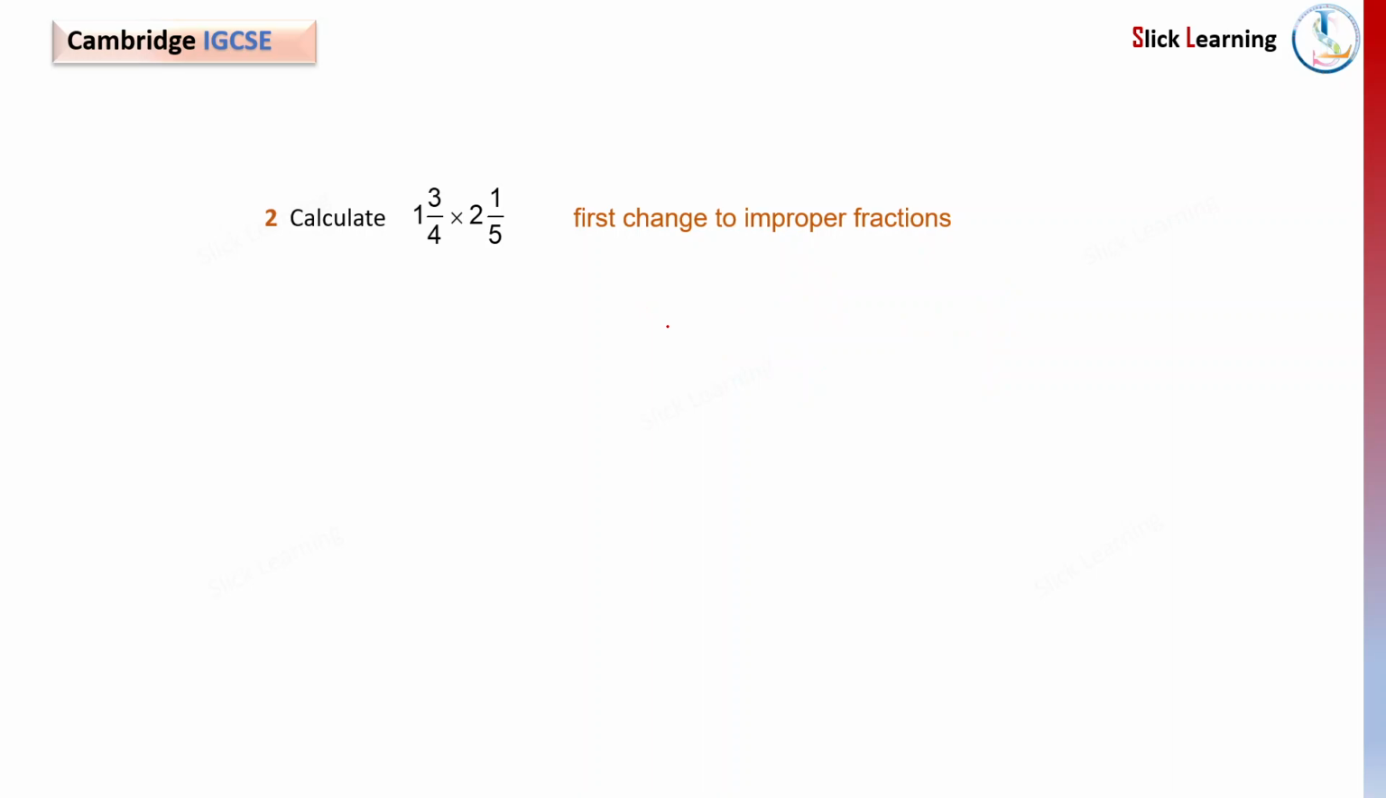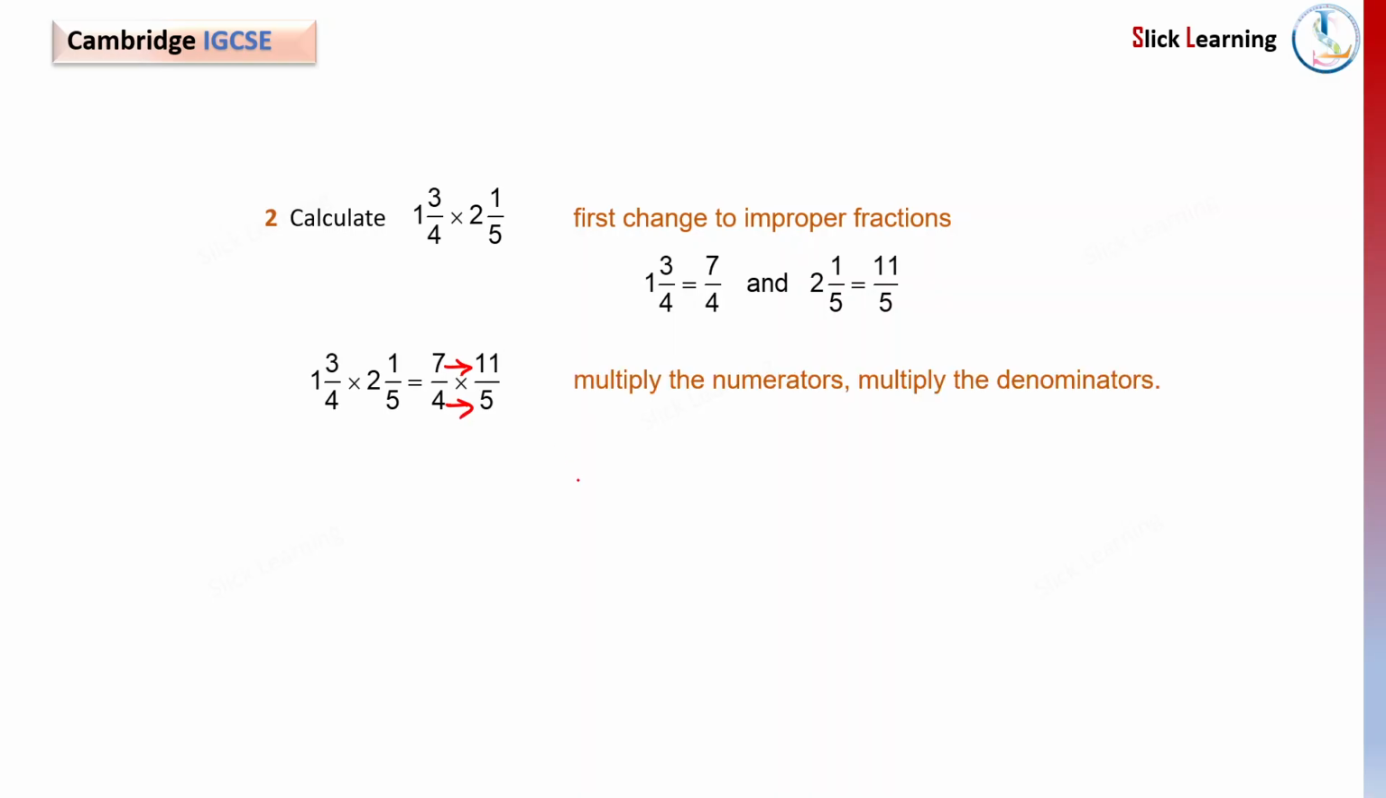Let's see how we are going to multiply it. So we got finally this, and then we'll repeat the same process. We'll multiply numerator with numerator and denominator with denominator. After multiplying, we get 77 over 20. Here the numerator is greater than the denominator, which means it is an improper fraction. Now we are going to convert it into a mixed fraction. So we finally get the mixed fraction, that is 3 and 17 over 20.